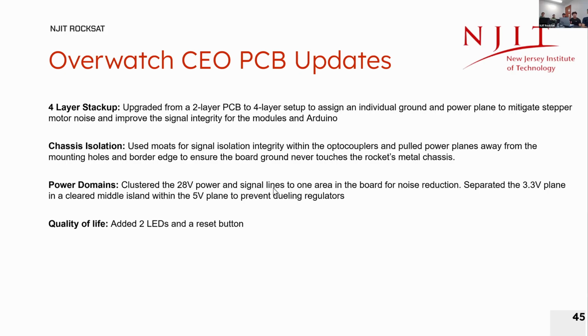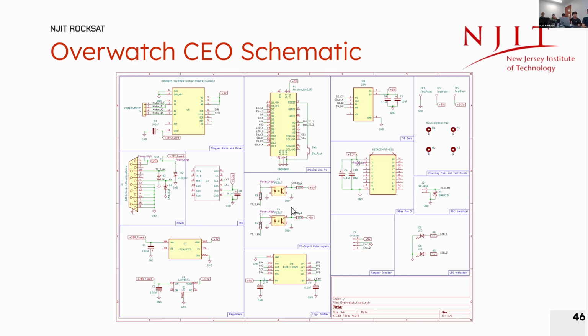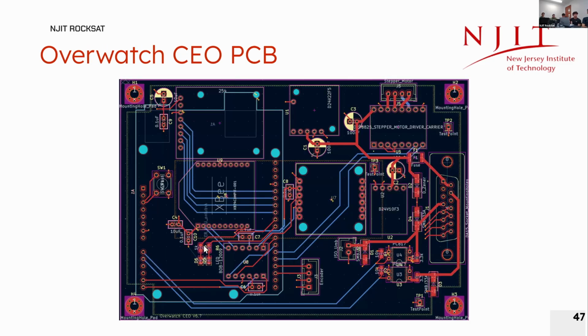For the power domains, I clustered the 28-volt power and signal lines to one area in the board for noise reduction and separated the 3.3-volt plane in a clear middle island and the 5-volt plane everywhere else. And for quality of life, as requested, I added 2 LEDs and a reset button. This is the schematic, and this is the board. So the 2 LEDs are added here and the reset button here.